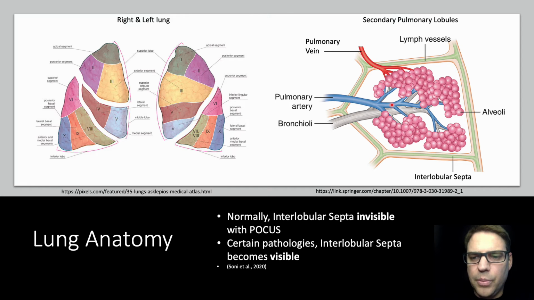Each secondary pulmonary lobule houses a bronchiole, numerous alveoli, branches of the pulmonary arteries, and pulmonary veins. The secondary pulmonary lobules are separated from each other by interlobular septa, these walls here. Normally, the interlobular septa cannot be seen with POCUS because they fall below ultrasound's resolution. Yet under certain pathological conditions, the interlobular septa become visible, such as in pulmonary edema.